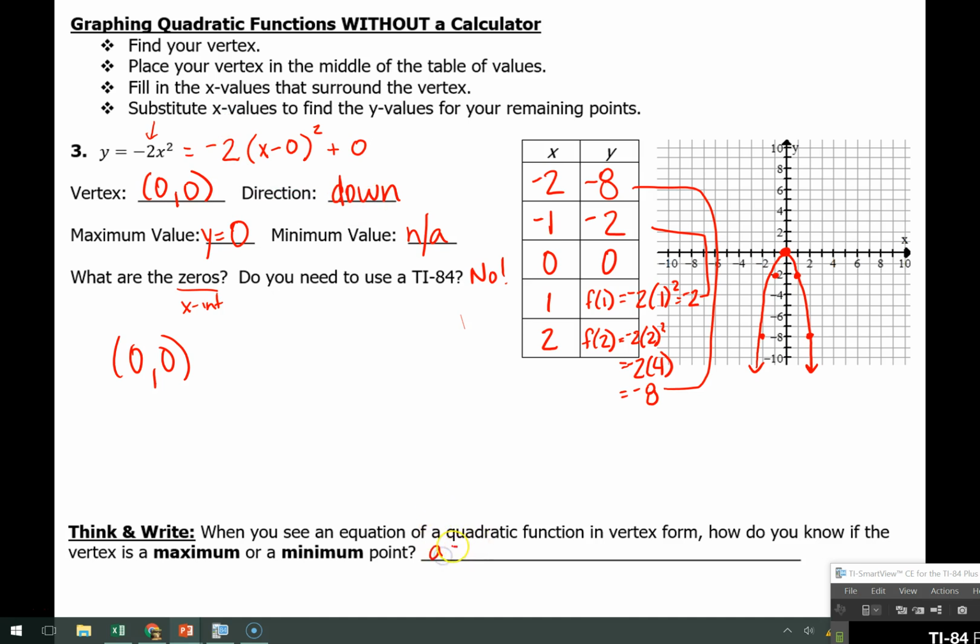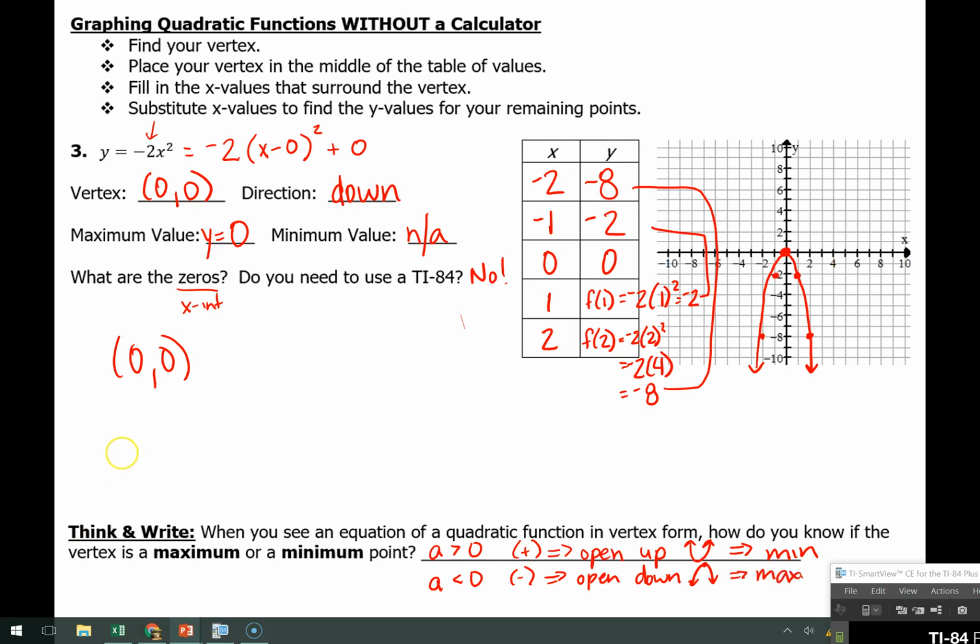If A is a positive number, so it's greater than 0, that means it's going to open which direction? If A is positive, it opens up, so that means it looks like that, and that means that it's going to have a minimum. If A is a negative number, if it's less than 0, that means that it's going to open down. And if it opens down, that means it's going to have this highest point, so that is a max.